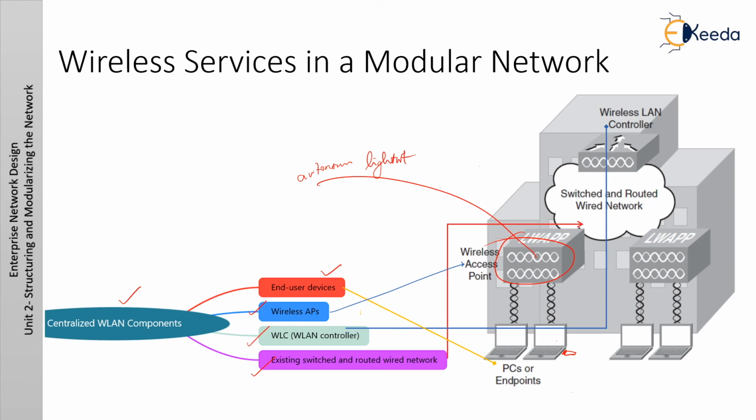Now come to the WLC, the Wireless LAN Controller. It provides management and support for wireless services such as roaming. The WLC is typically in the core layer of the enterprise network. So this is the WLC for the roaming environment of the devices. Then the existing switches and routed wired network are located here.